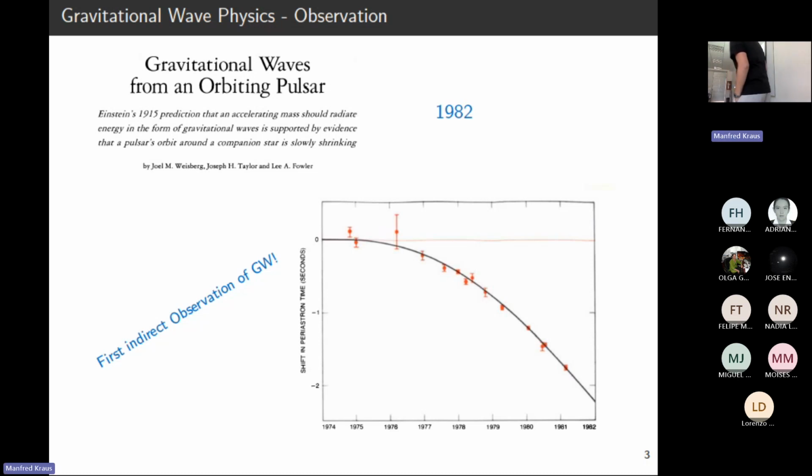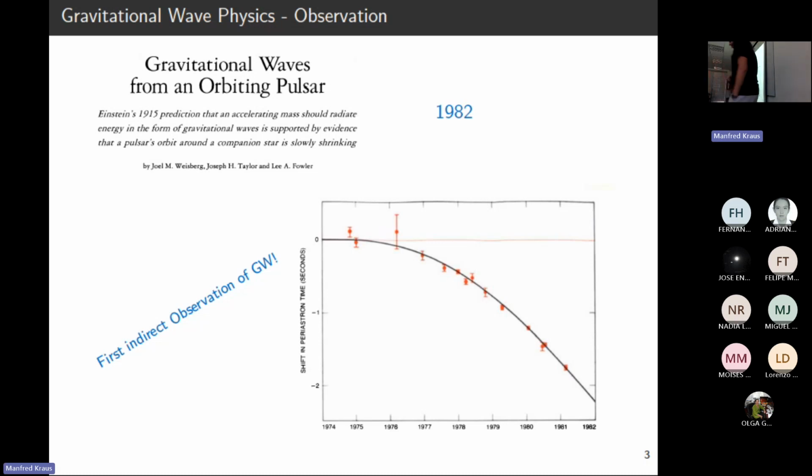So now they observed this binary star system over a period of nearly 20 years. Nowadays it's even longer. And you see in red here the measurements of how much closer the system comes. And then in black you have the prediction of general relativity that already includes the effect of gravitational radiation. So this is the first indirect observation that gravitational waves actually exist.